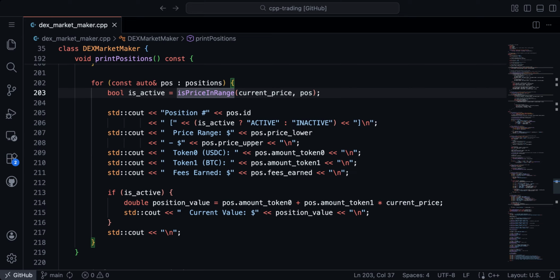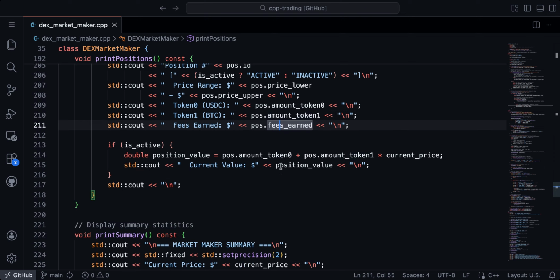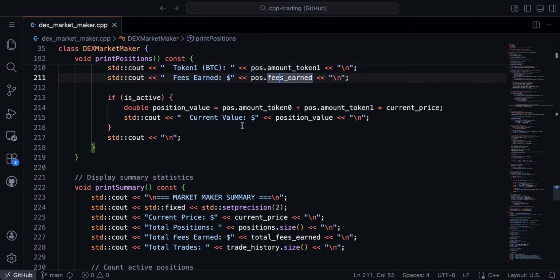For each position, it checks if the position is active by calling is price in range with the current price. It prints the position ID and whether it's active or inactive. It prints the price range, the amounts of token 0 and token 1, and the fees earned. If the position is active, it also calculates and prints the current value of the position by adding amount token 0 and amount token 1 multiplied by current price.